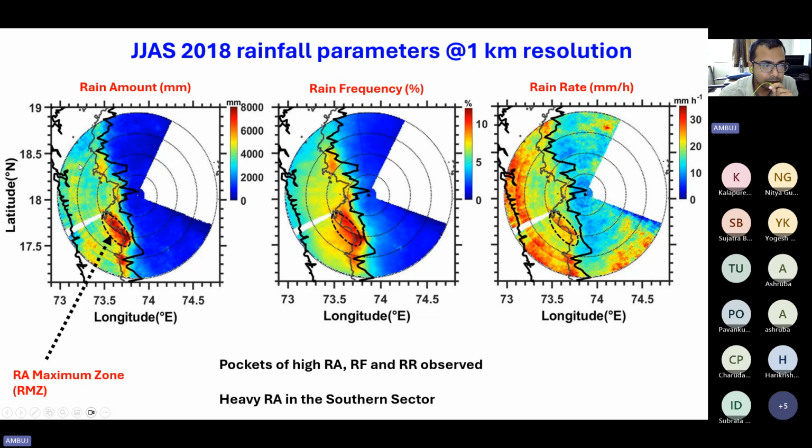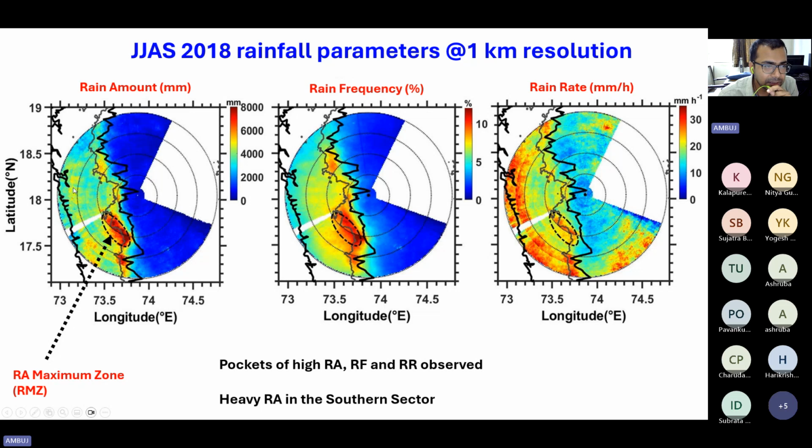So here also we see that the windward slopes are receiving copious rainfall, but the lee side is scanty, which goes well with our understanding of windward to leeward contrast in the case of the Western Ghats.